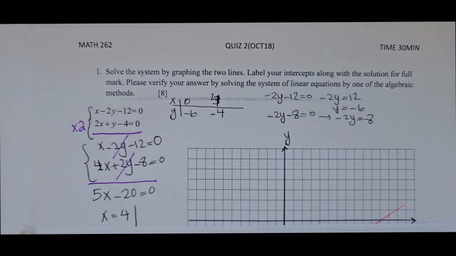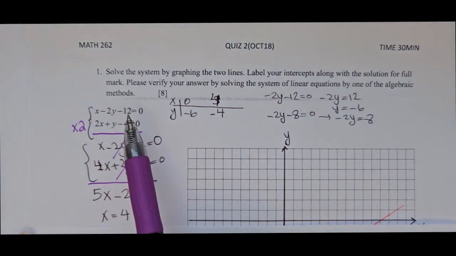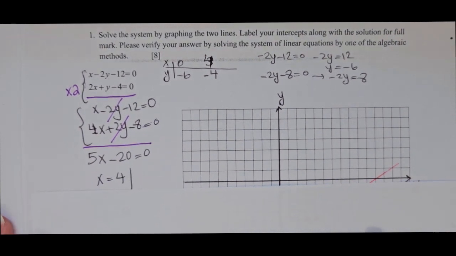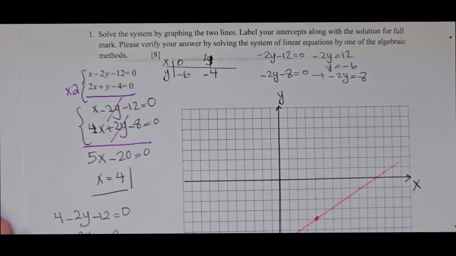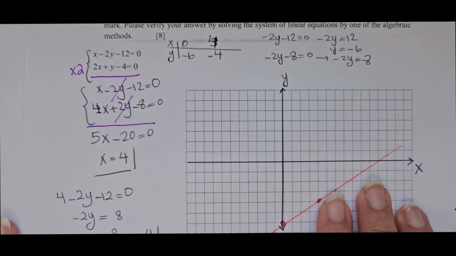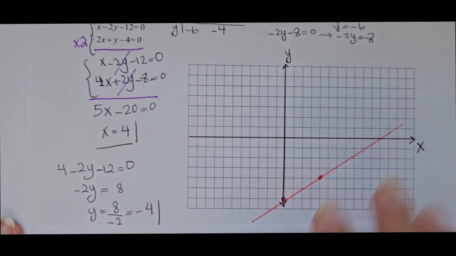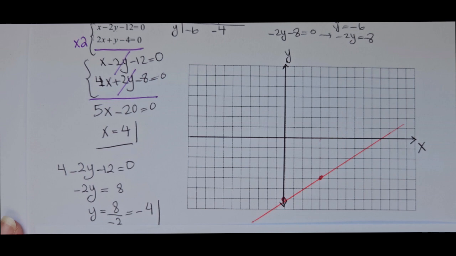In order to find the y value, we can plug in this x as 4 in any of these two equations. I just used equation 1 as a preference, so I plugged it in and found the value of y to be negative 4. So actually 4 and negative 4 is the intersection point.